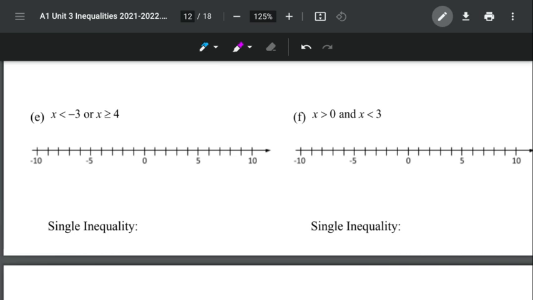Okay, last two problems. I'm going to cross that out because we don't need that. One is an or, one is an and, so X is less than -3. And then my arrow goes that way. Now, X is greater than 4, greater than or equal to, so I'm going to color that one in, the equal to bar. Arrow goes to the right.